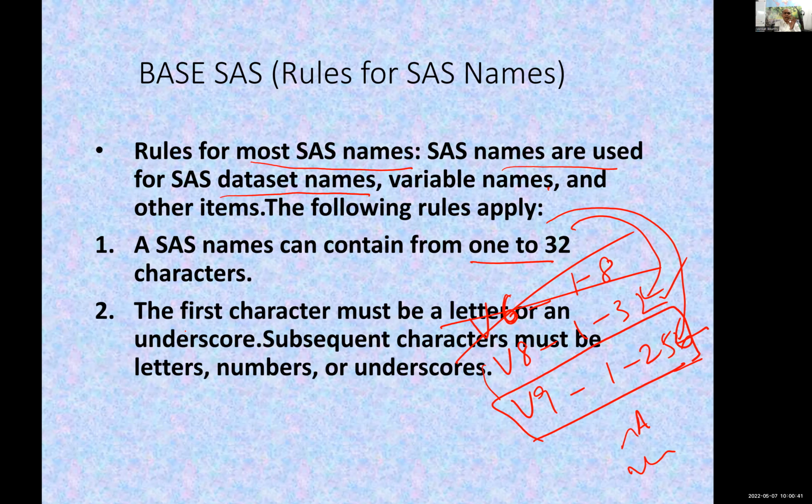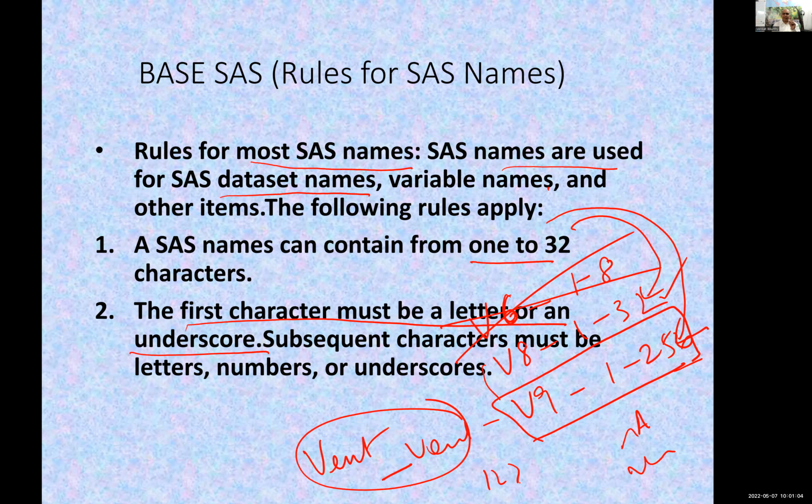Next, the first character must be a letter or an underscore. Subsequent characters must be letters, numbers, or underscores. So you need to specify your first character must be a letter. Suppose, for example, Venkat or underscore Venkat is fine. But never go with 1, 2, 3, something like this. The first character must be a letter or an underscore. Subsequent characters must be letters, numbers, or underscores. So this is the second rule.